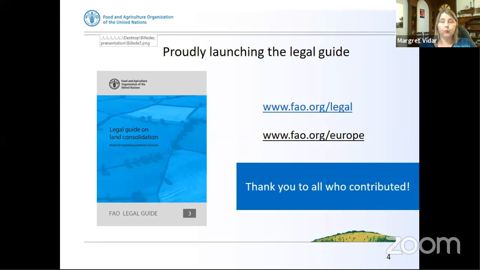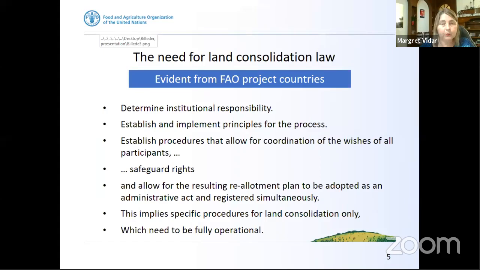Now, why would we need a land consolidation law? Why do we need this guide? Morten mentioned that we have found this from our project countries, and that is very much the case. In our projects, we normally start with a pilot of a land consolidation, where we try to see what happens under the existing law without any specific provisions on land consolidation. Invariably, we get stuck, we cannot undertake land consolidation. There are all sorts of issues that come up. And we see that there is a need for a legal framework.